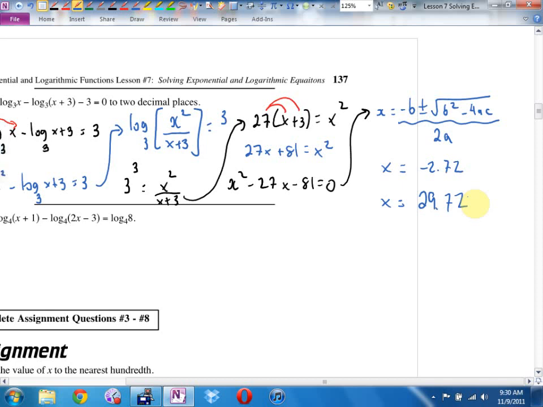Why doesn't Ryan get a date? Look. If I put a negative right there, what's... Oh, that's going to give me a negative log right there. Can't take the log of a negative.